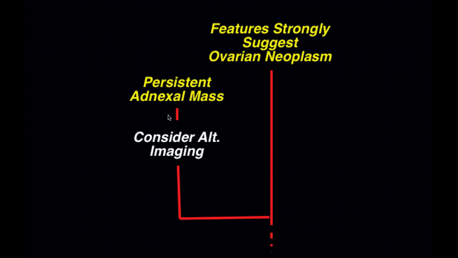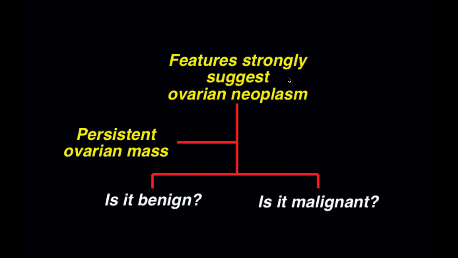Okay, so we've been very diligent about getting follow-up sonograms, but son of a gun, the patient came back and the mass persisted. We considered or even did alternative imaging like CT or MRI and didn't really dispel the notion that it was a neoplasm, in fact enhanced the notion that it was a neoplasm, or we saw features which strongly suggested that we were looking at an ovarian neoplasm. We've done everything we can in the algorithm to follow up.